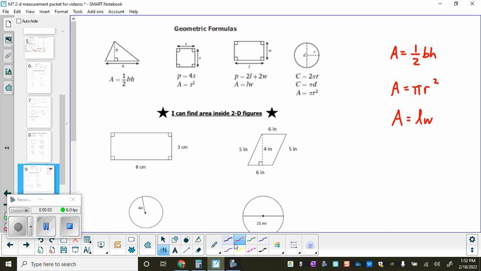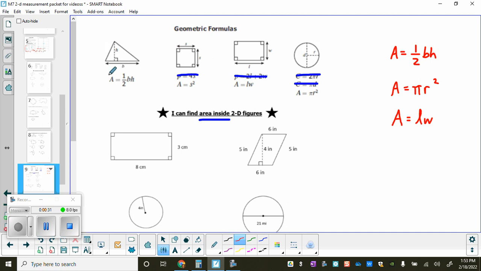All right, so now that you guys are comfortable with how to find the distance around a shape, aka the perimeter or circumference, today's video is going to focus on how to find the area inside of these 2D figures, okay? Now up here I still have our formulas, and I want to remind you guys that we've already covered how to go around a square, how to go around a rectangle, and how to go around a circle.